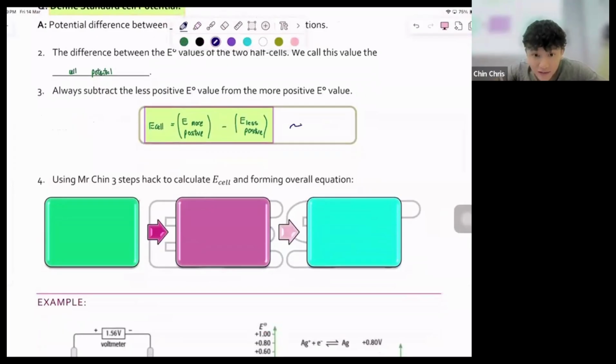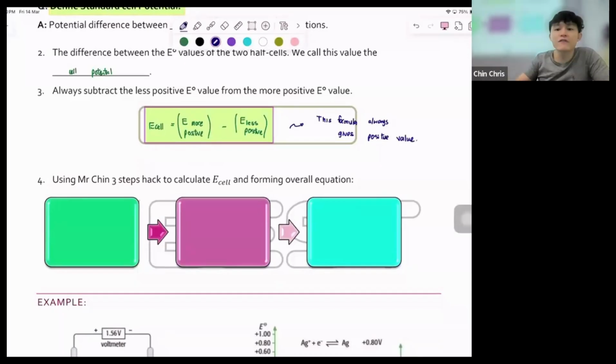Okay, so guys, this formula, if you apply this formula, that's a catch in it. The catch is this formula will always give a positive value. So if you were to apply this formula, your answer is always positive. It will never be negative. You will never get a negative value from this equation.